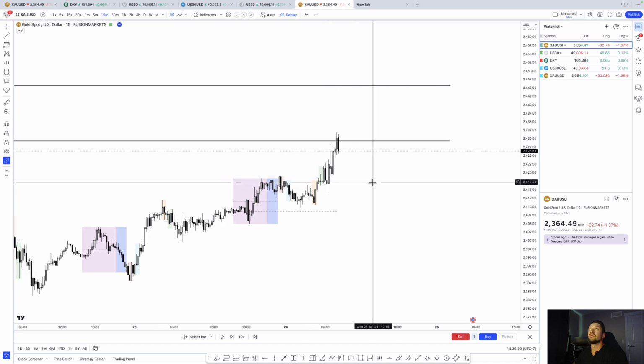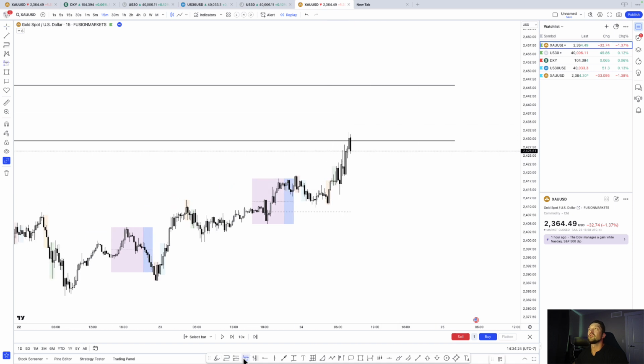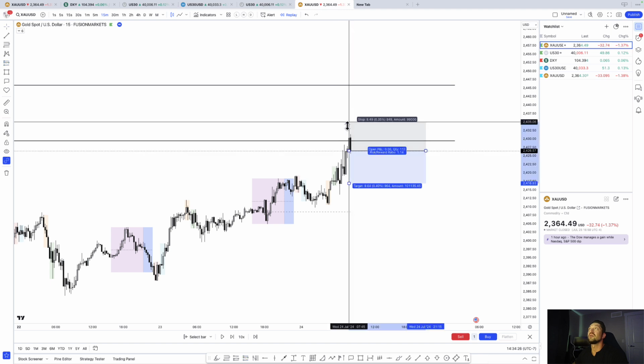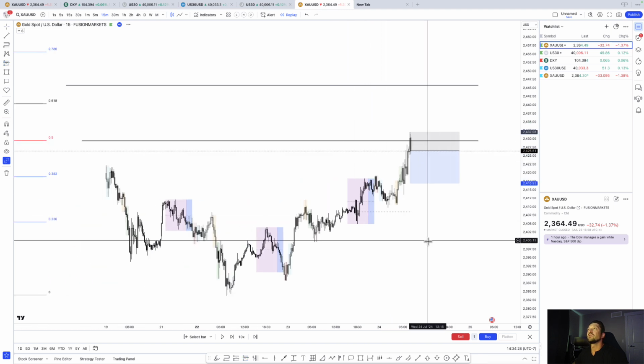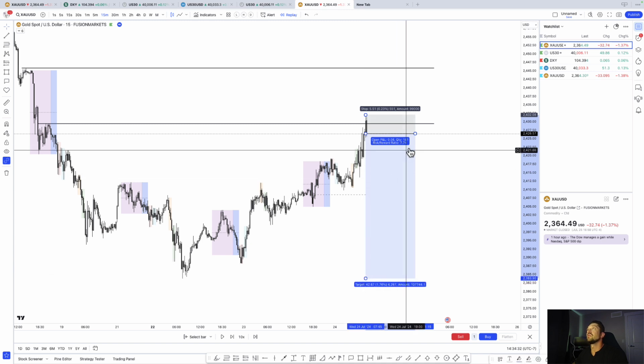I got an aggressive reaction. There's my liquidity cycle. I can pretty much just execute this. I don't need to wait for anything. There's lots of travel room on this. So that's the first position.